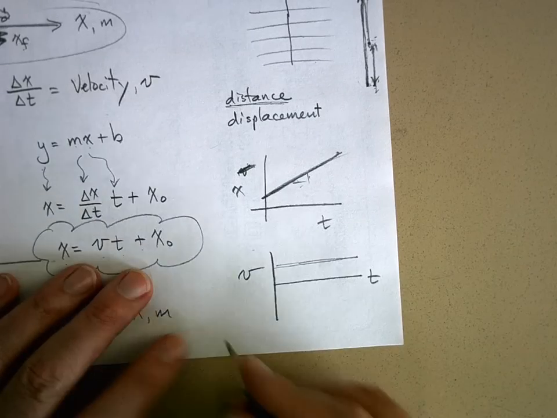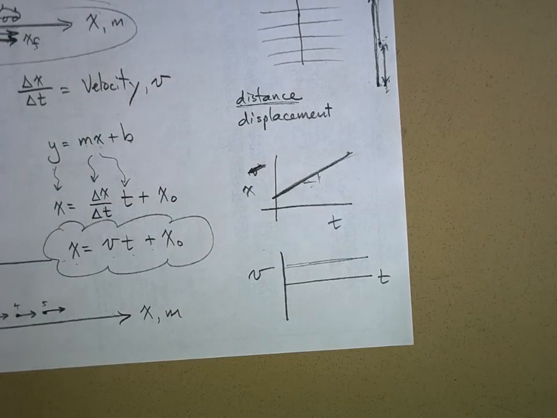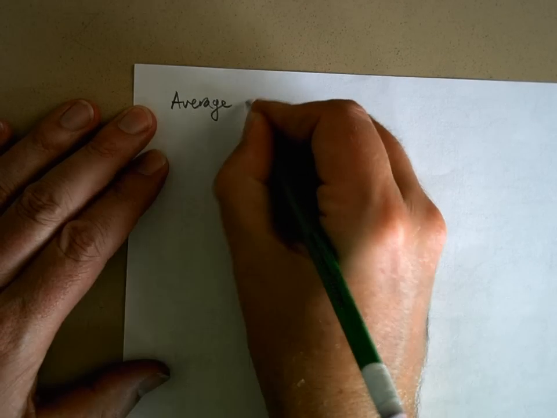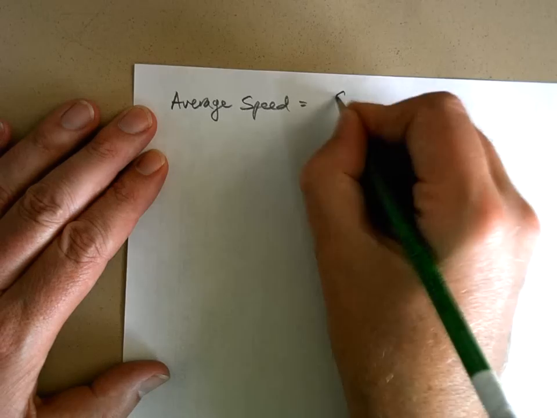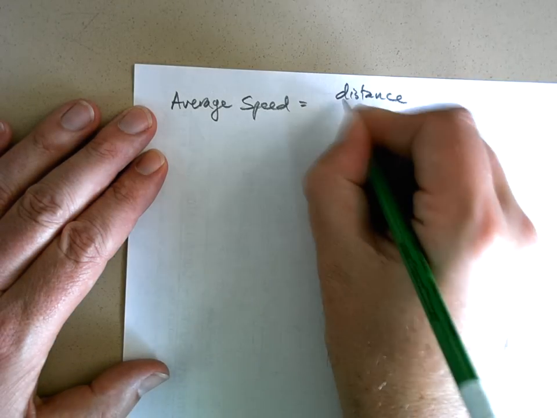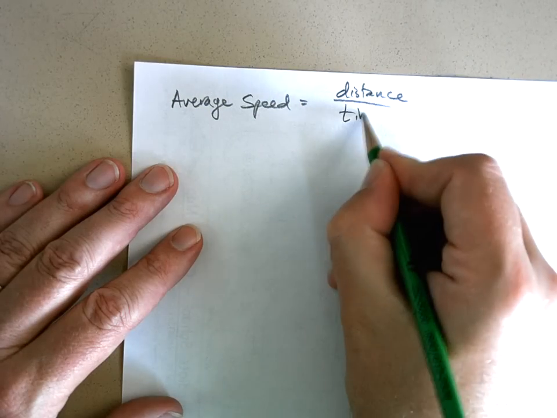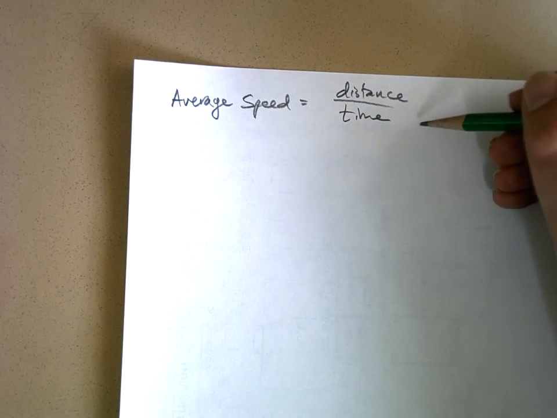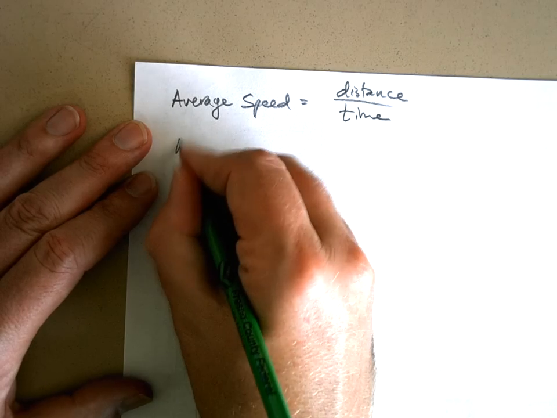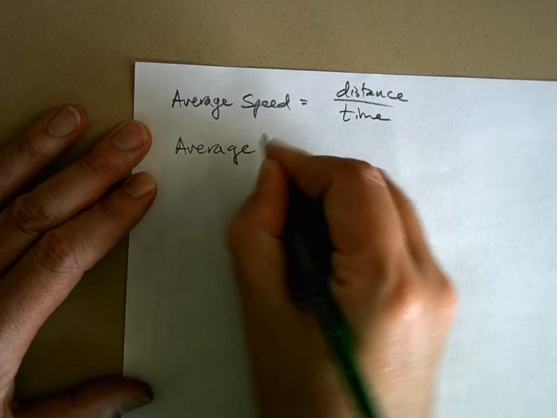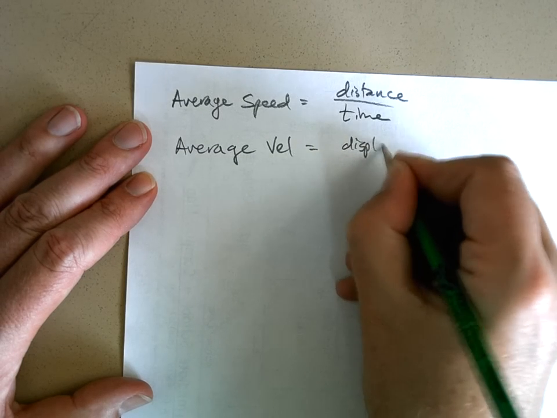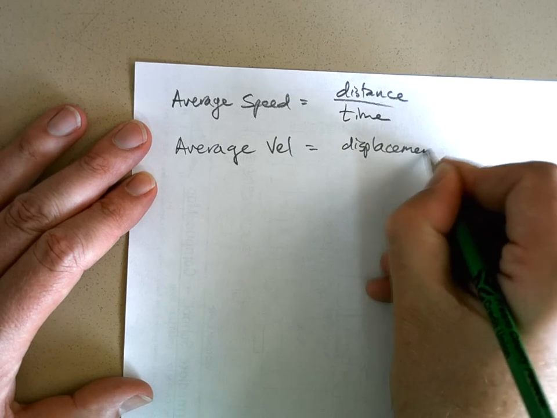For average, I'm running out of room here. Remember, for average speed, you calculate the distance traveled and divide it by the time. So figure out how much distance, what the path length was during that time interval, and divide it by the time interval. Whereas average velocity, as we've already said, equals displacement over time.